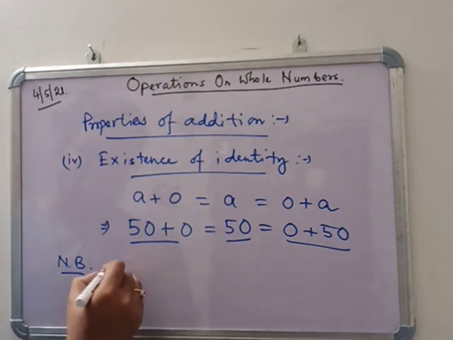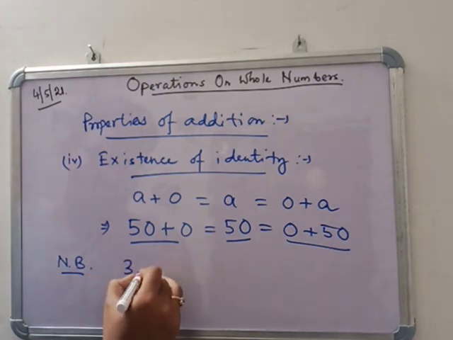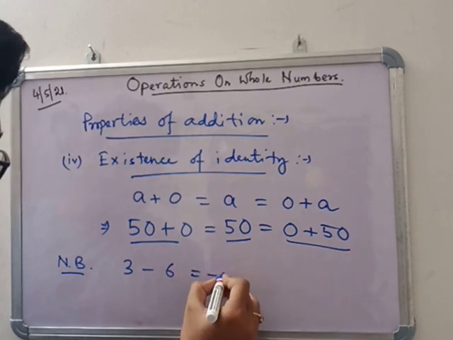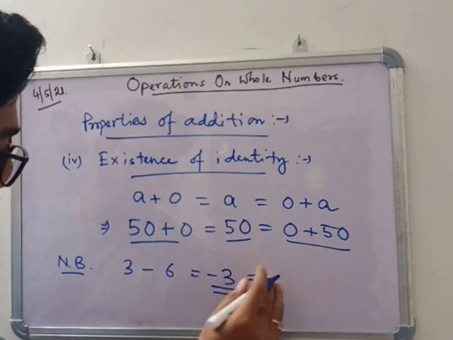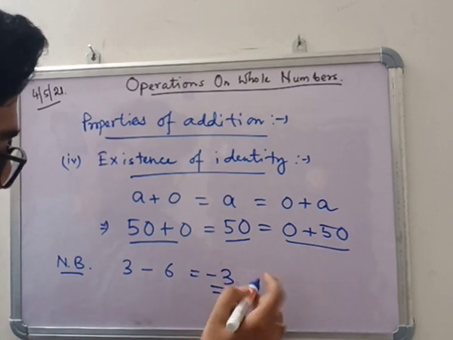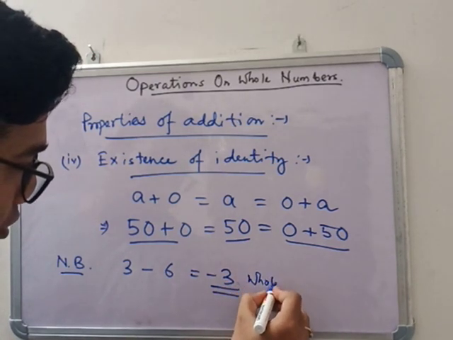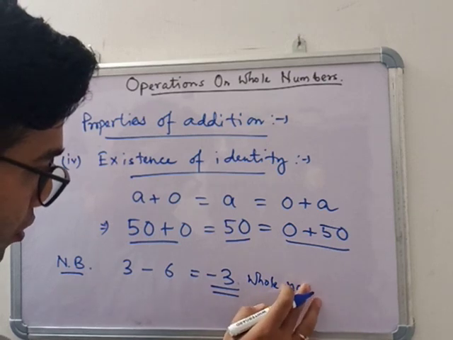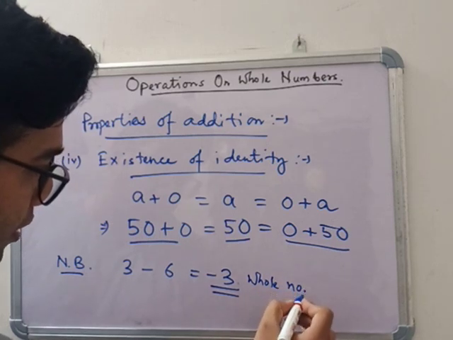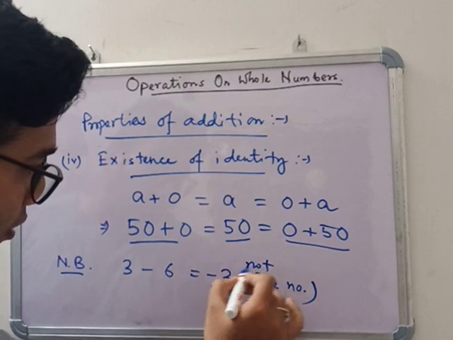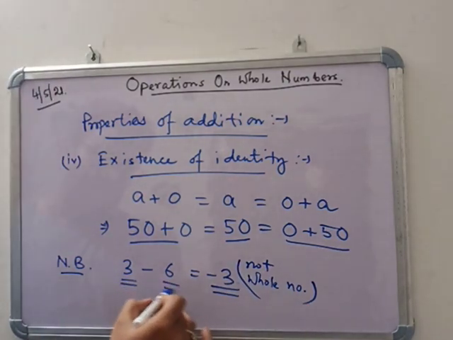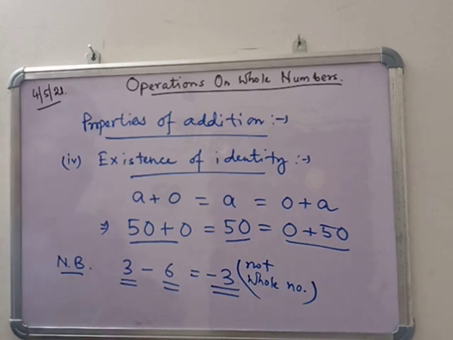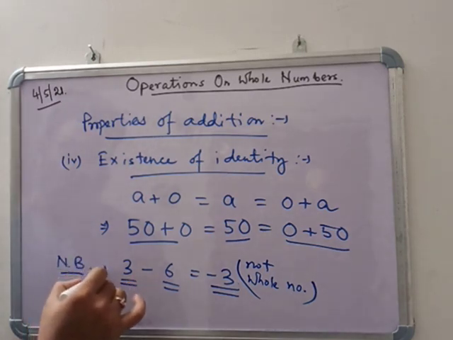Suppose we take the difference of two whole numbers, say 3 and 6. The difference is minus 3, and minus 3 is not a whole number. So if we choose two whole numbers and subtract them, we do not always get a whole number. This is note number 1.